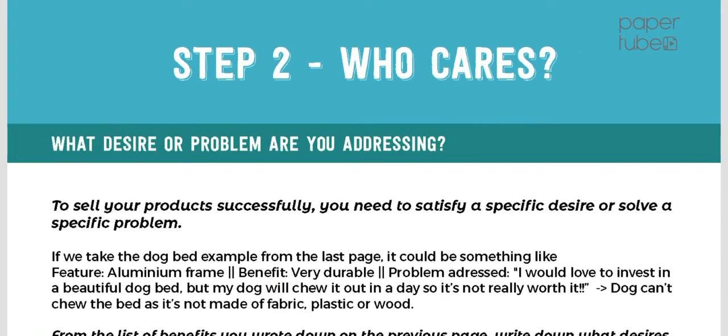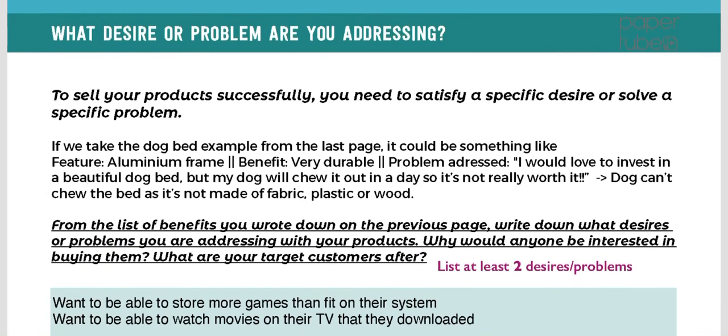Now, once you've figured out some of the features and benefits, the next thing you want to think about is who wants these features and benefits? Who cares about your product? As she says, you're trying to satisfy a specific need, desire, or you want to solve a specific problem.